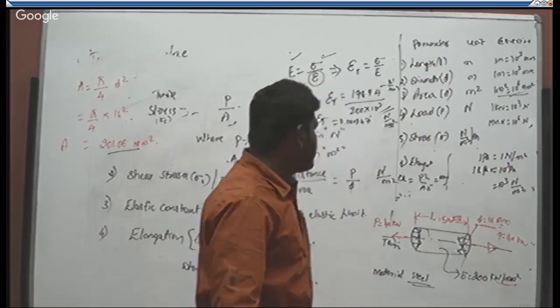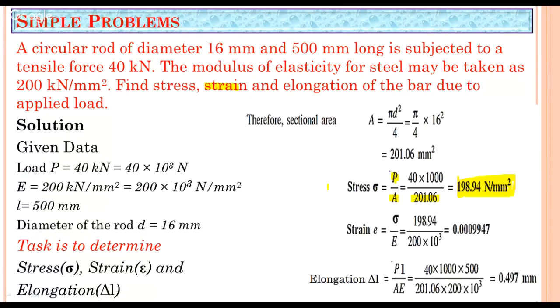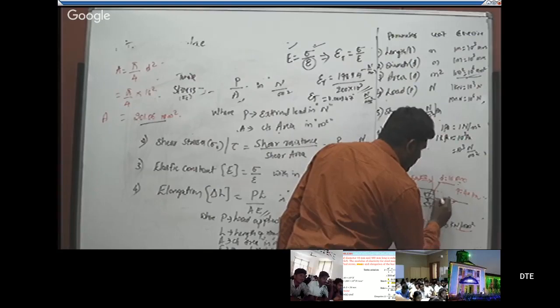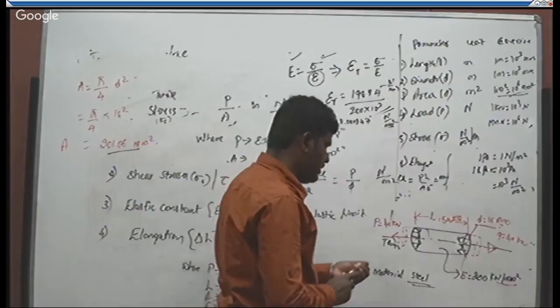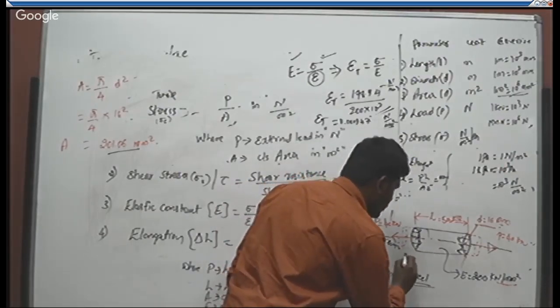The next parameter we have to calculate is the elongation. It is given by the direct formula PL by AE. We know all the values. P, the load, we know, L is the length of the rod, A is the area of cross section, and E is the Young's modulus. Substituting all these values, we get 0.497 millimeter of elongation. That means the member will undergo a change in length. Due to this action of tensile load, the change in length or elongation that has occurred in this condition is 0.497.